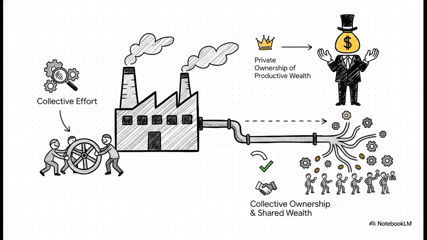And finally, we get to common ownership. Socialists argue that private property, and to be specific, they mean the private ownership of productive wealth like factories, companies, and land, is the root cause of all this injustice and class conflict. Their logic is, since wealth is created by everyone working together, it should be owned by the community as a whole, not by a few private individuals.